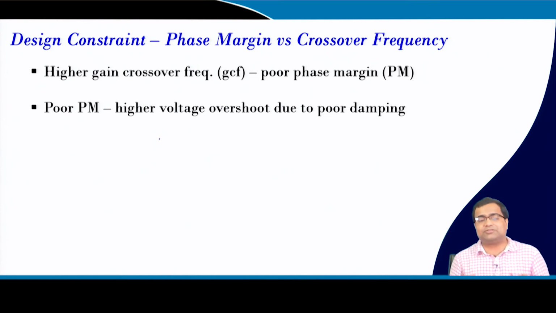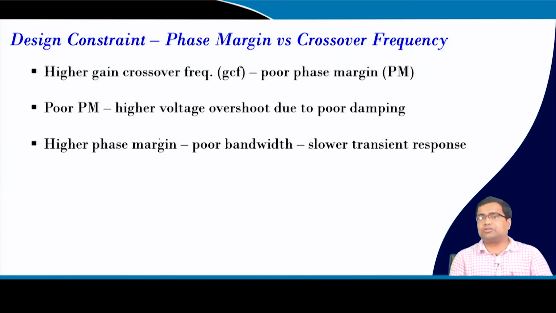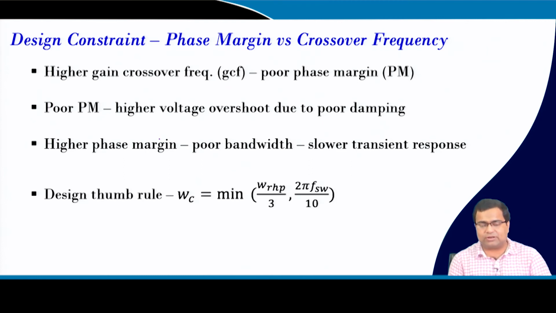Poor phase margin will lead to higher voltage overshoot because of poor damping, and if you want to set a high phase margin to reduce the overshoot, it will lead to poor bandwidth and a slower transient response. The design thumb rule is that generally the crossover frequency is set to the minimum of 1/3 of the RHP zero frequency and 1/10 of the switching frequency. It is 2 pi, that means I am talking in radians, so it is 2 pi FSW by 10, that means 1/10.